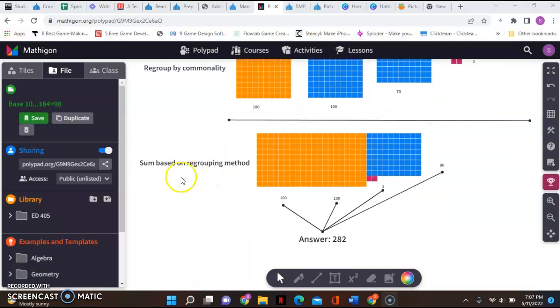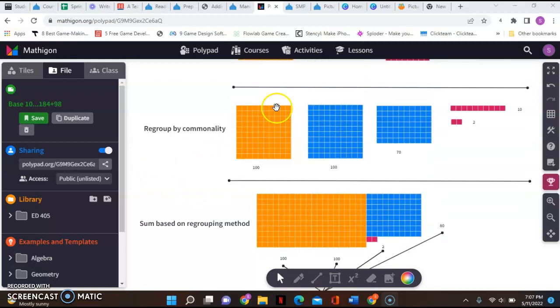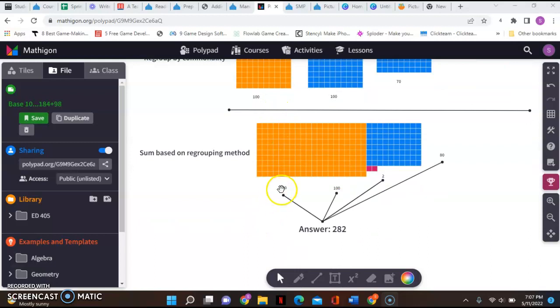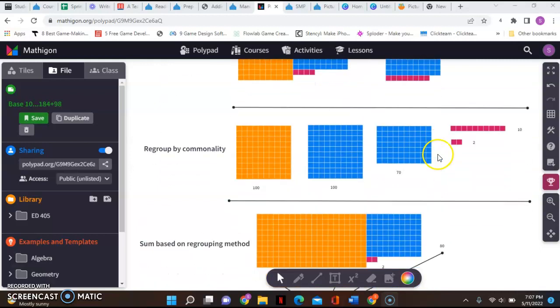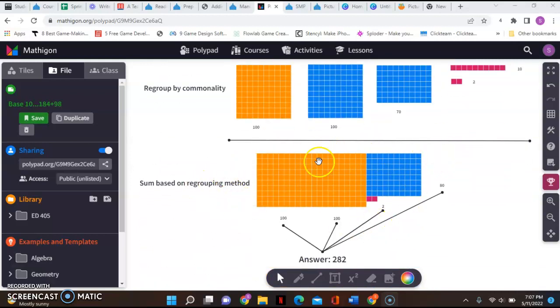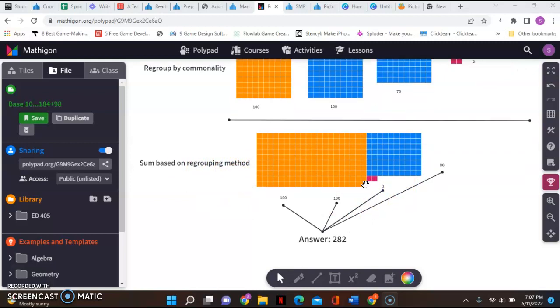And then, based on the regrouping method that I used above, I was able to determine that there were two 100 value blocks. Then we had 80 value blocks, and then 2 value blocks. And so the answer that you would get of 184 plus 98, determined by this method of base 10 blocks, your answer would be 282.